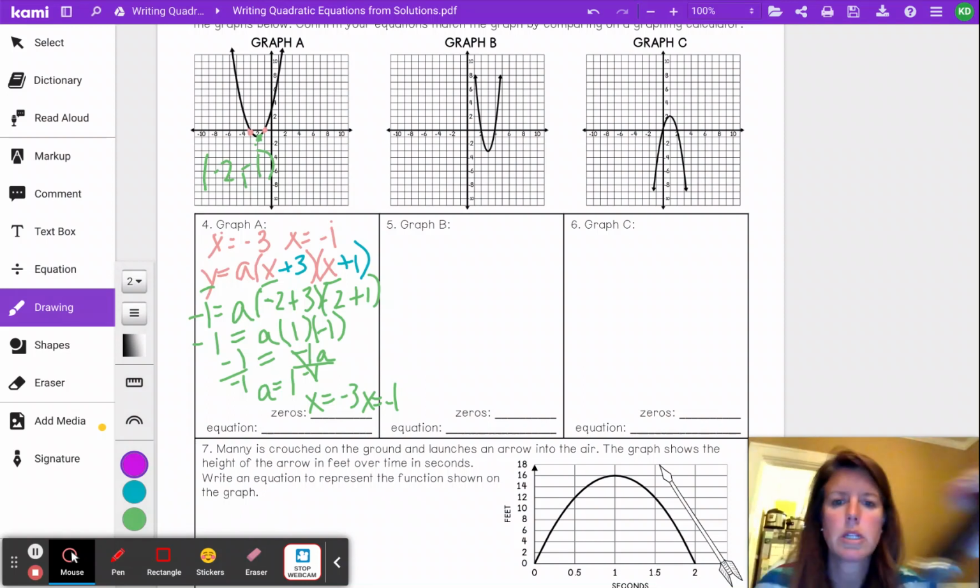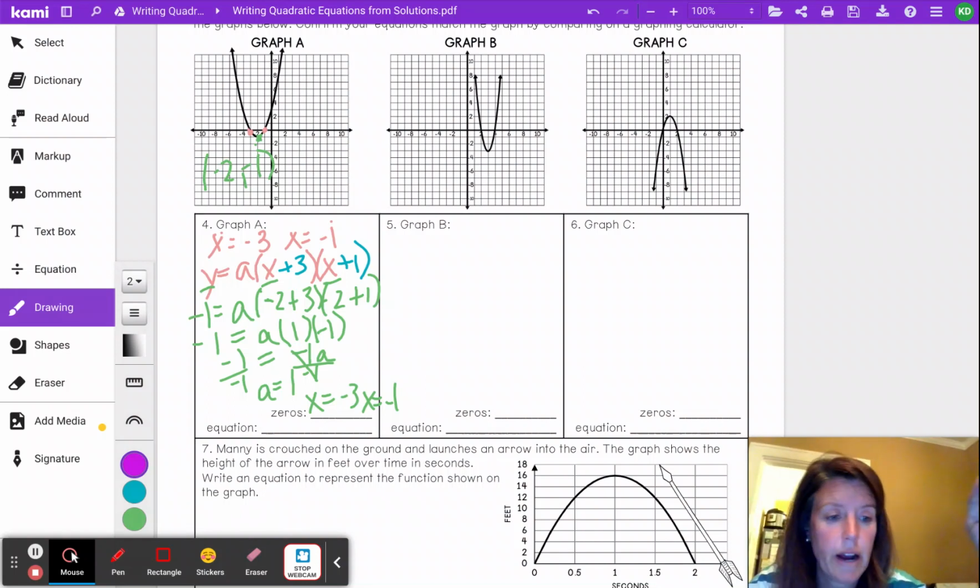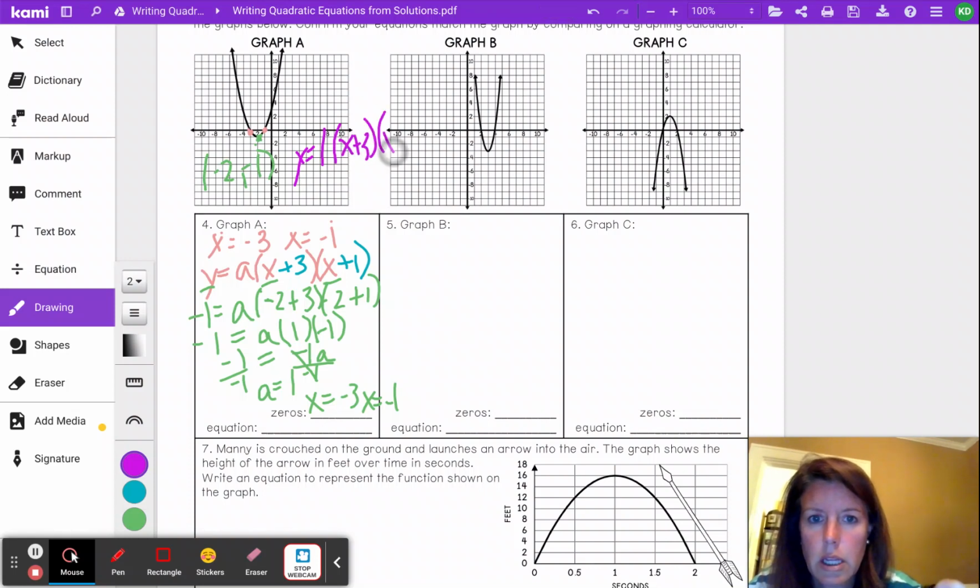Okay, what I'm going to do is write it up here in the graph. So I'm going to write y equals, if our a is 1, 1 times x plus 3, and then x plus 1. So we're just going to factor this out. Since our leading coefficient is 1, it makes life a lot easier. So we're just going to FOIL it.